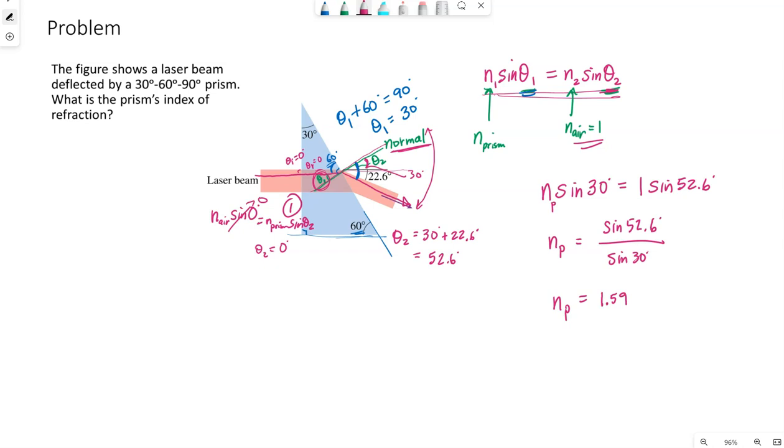We do have 3 significant figures here. The 30, 60, 90 prism is considered to be exact. So that doesn't mean 2 sig figs, that means infinite sig figs. So our limiting and deciding factor on sig figs is this 22.6 degrees. Since that is 3 sig figs, our answer should be 3 sig figs. And again, index of refraction does not have units, so it will just be 1.59.